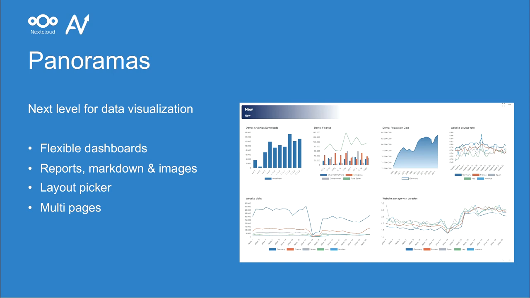Should it be like in columns and rows? How many items do you want to have per page? It's a super flexible way to combine all this data in different kinds of reports. It has multiple pages, so you can scroll through your pages and can tell real stories to your customers.